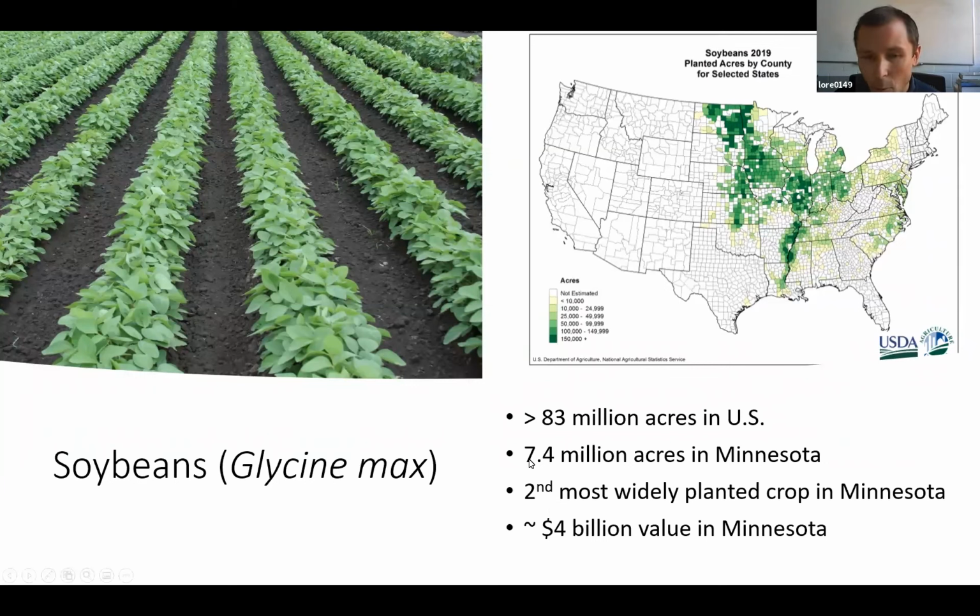Once again, in Minnesota, we have over 7.4 million acres of soybean. It's the second most widely grown plant crop in Minnesota. And it brings in roughly $4 billion in value to Minnesota every year. And a lot of that is exported, so it's money coming into the state. And that number fluctuates widely. Not that long ago, it was only about 3 billion, because the crop prices have suddenly spiked. And so now that number is closer to 5 or 6 billion. So big numbers here.